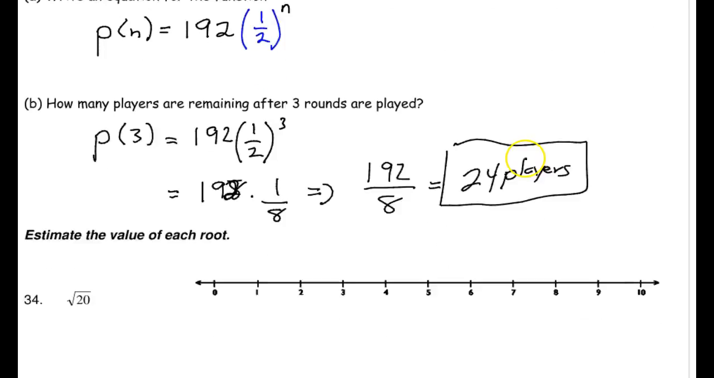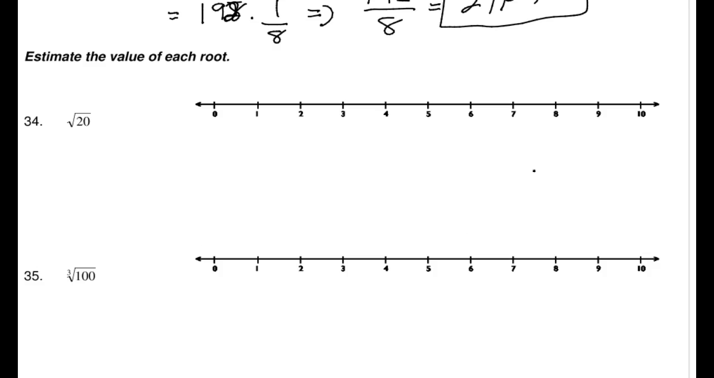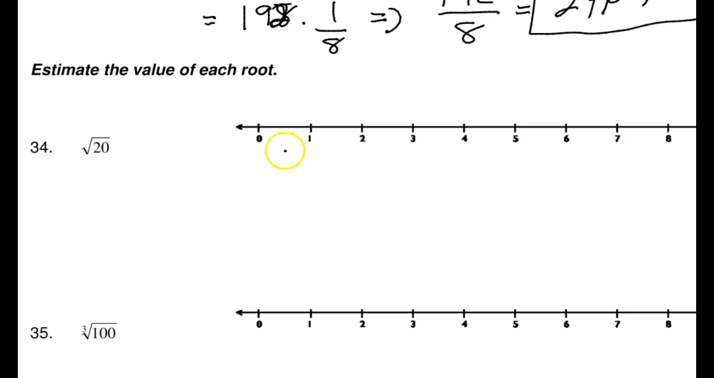All right. Lastly, let's do some root estimating. So what you want to do is find the closest perfect roots that are close to the number inside. So we don't know the square root of 20, right? It's not a perfect square, so we have to do some estimating. The 2 closest square roots to 20 that we do know are square root of 16, right? We know that's equal to 4, right? And then something bigger than 20 that we know the square root of is 25. That's 5.